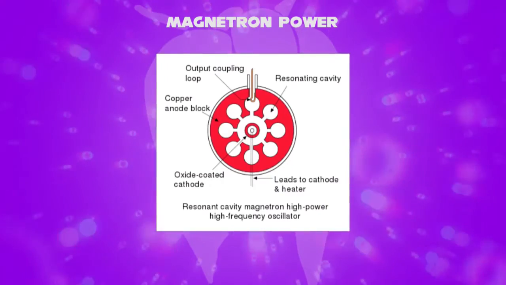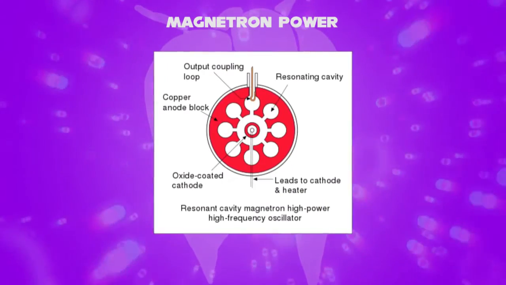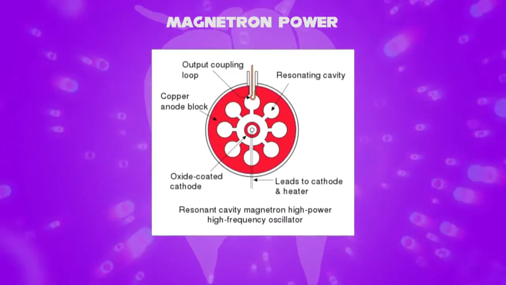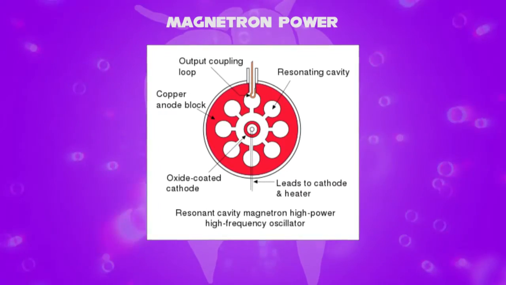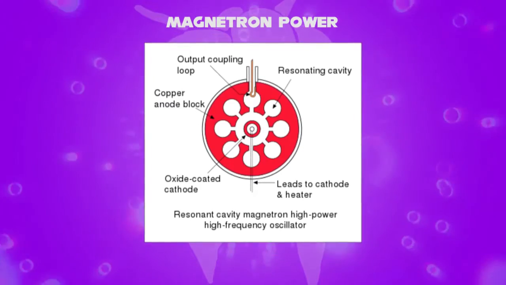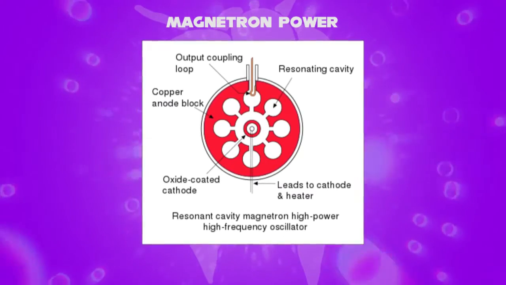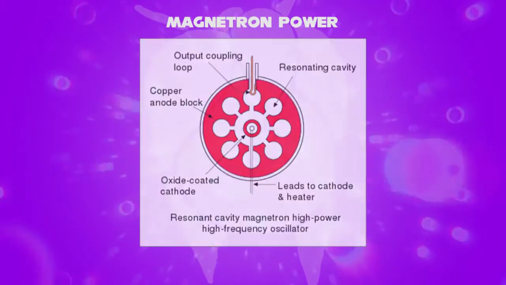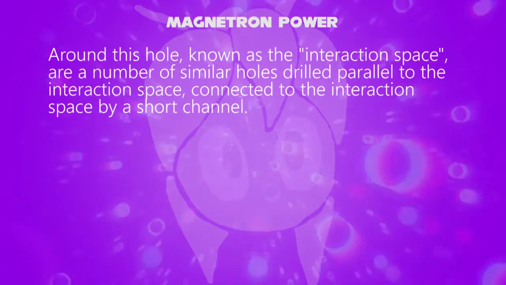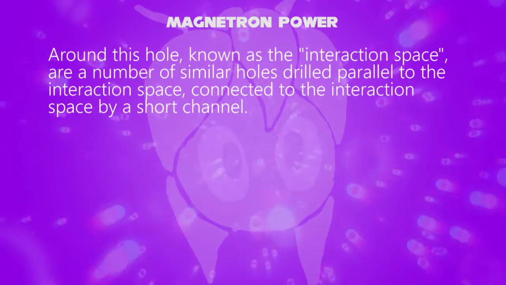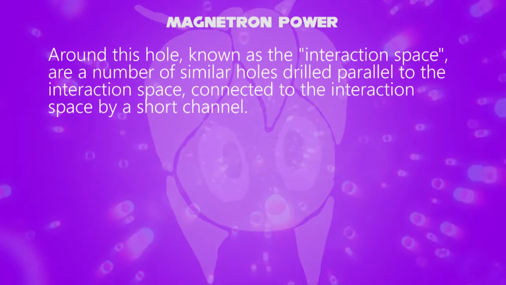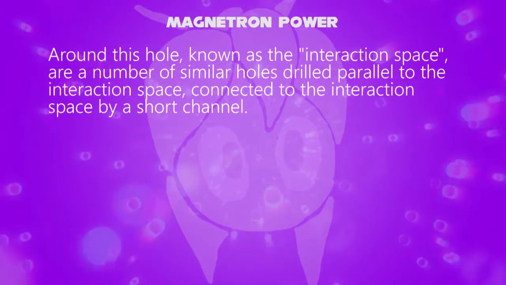In the cross-sectional view, the Cavity Magnetron consists of a large, solid cylinder of metal with a hole drilled through the center of the circular face. A wire acting as the cathode is run down the center of this hole, and the metal block itself forms the anode. Around this hole, known as the interaction space, resonators are drilled parallel to the interaction space, connected to the interaction space by a short channel.